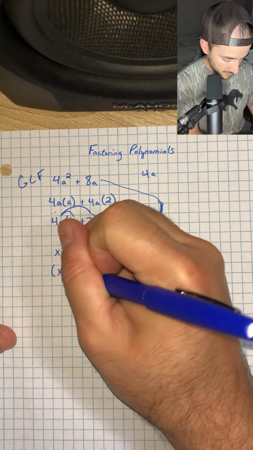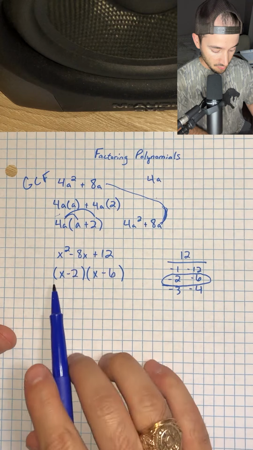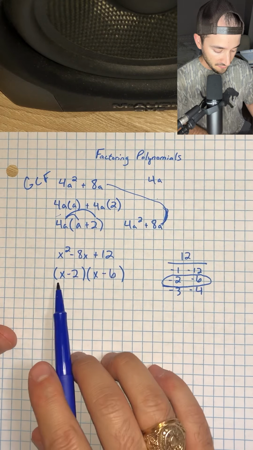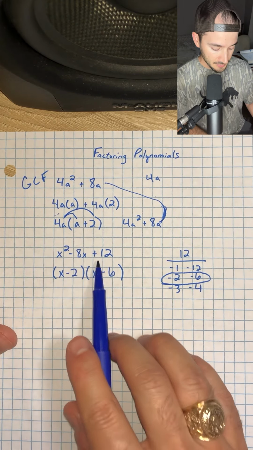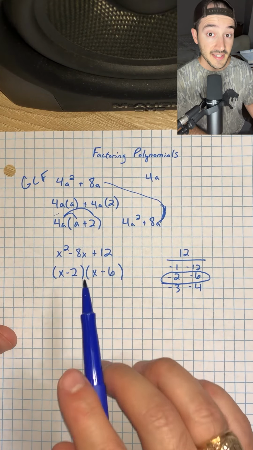So we're going to put a minus 2 and a minus 6. And so that's all you have to do. That's how we would factor x squared minus 8x plus 12, and that is equal to (x minus 2) times (x minus 6).